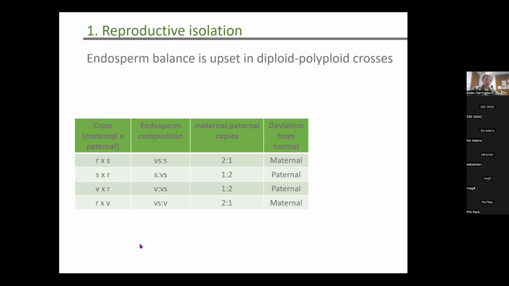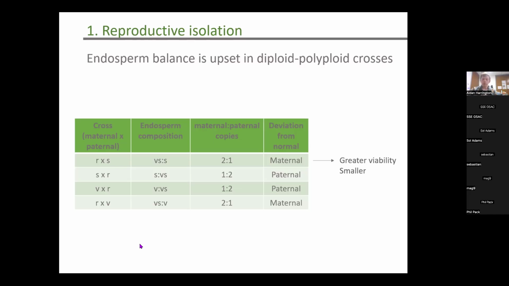And so, as I said, endosperm balance is upset in these diploid polyploid crosses. What I mean when I say upset is that we want the normal ratio. In Clarkia, the normal ratio is 1:1, whereas here we end up with 2:1 and 1:2 ratios depending on the cross. So for example, Rhomboidea by Stellata, we end up with 2:1 maternal to paternal copies in the endosperm. And that's a maternal deviation from normal. Or if we did a Stellata times Rhomboidea cross, we end up with a 1:2 ratio of maternal to paternal copies. And that's a deviation that favors the paternal genome.